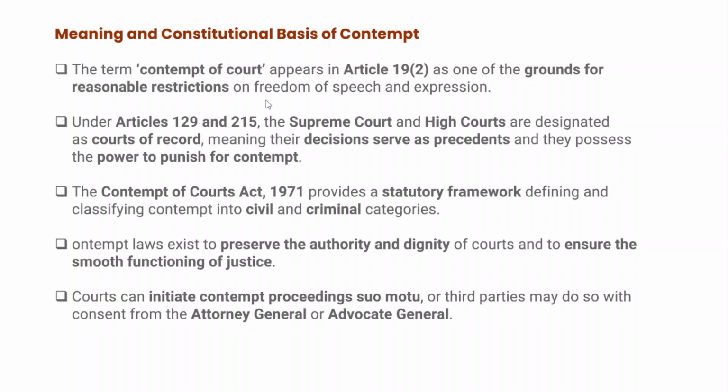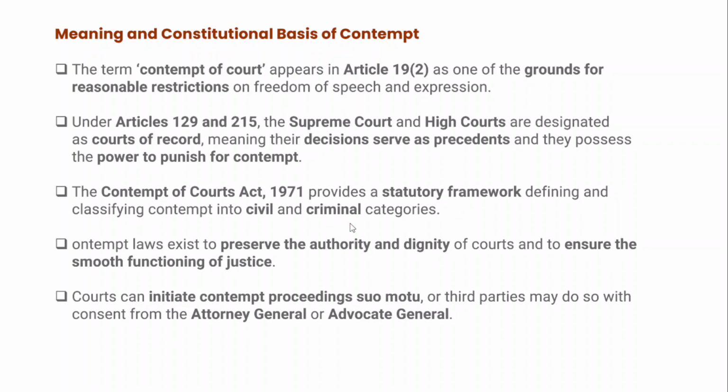And apart from these two constitutional provisions, the Parliament also passed the Contempt of Courts Act 1971. This Act provides the statutory framework defining and classifying contempt into civil contempt and criminal contempt categories. So the Contempt of Courts Act 1971 has classified civil and criminal contempt, and we have understood what is civil contempt and criminal contempt. Civil contempt means a willful disobedience to the judgment, order, writ issued by the court. Criminal contempt means there are three categories of actions which might be considered criminal contempt.